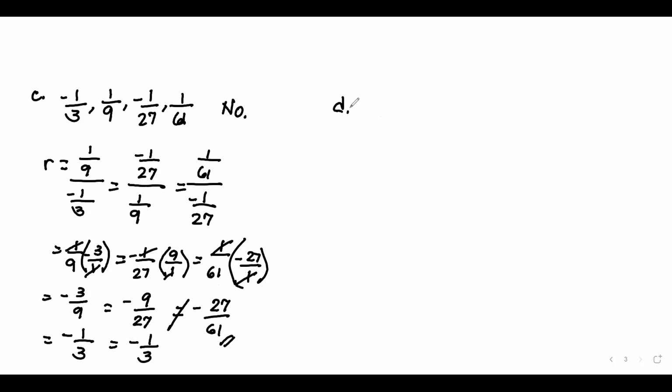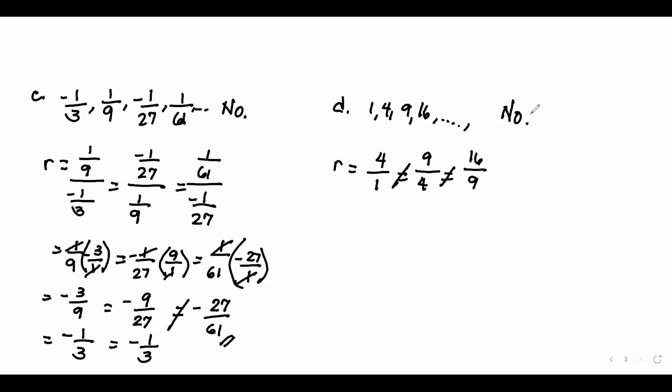Next, 1, 4, 9, 16. So let's check if they have a common ratio. Second term divided by the first term. Third term divided by second. Fourth term divided by third term. Obviously, they're not equal. Okay. Next.